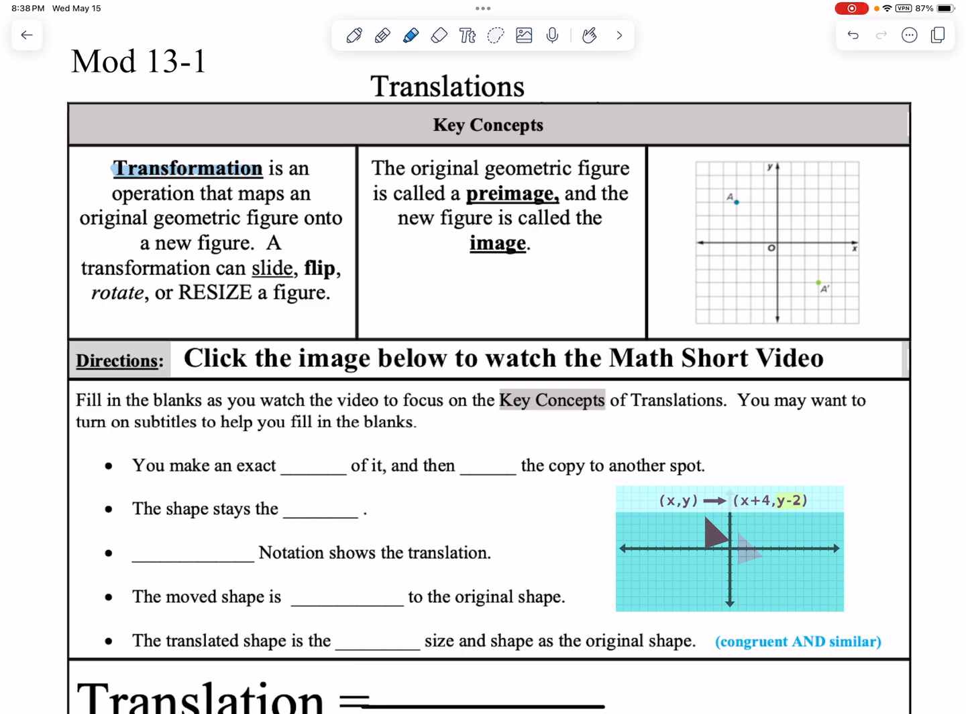And so we're taking an original figure called a pre-image, okay? We know pre means before, and we are moving it to a new figure called the image, okay? And a transformation can be a slide, we can flip something, rotate it, or we can dilate it, or what's called resize it. Maybe you heard of dilating your eyes at the eye doctor.